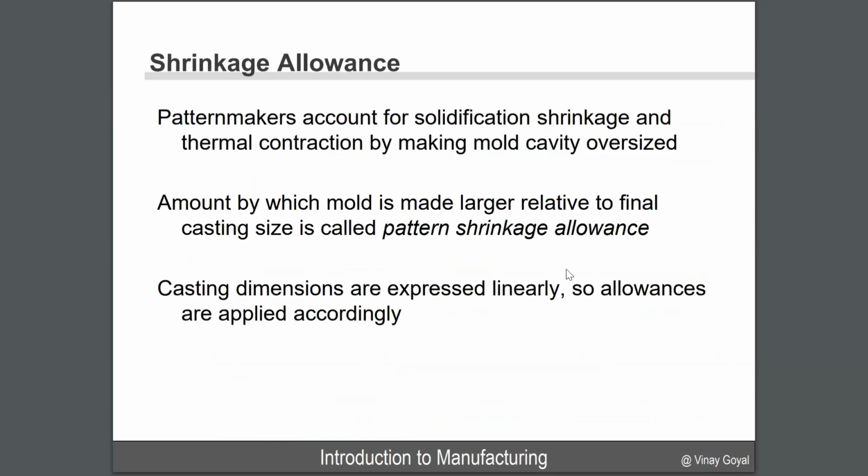So there's something called shrinkage allowance as a consequence. Pattern makers do account for this shrinkage and the thermal contraction by making the mold cavity oversized. The amount by which you make that mold oversized needs to be calculated. We call that the pattern shrinkage allowance, which relates to the final casting size. And the casting dimensions are expressed linearly, so the allowances can be applied accordingly.